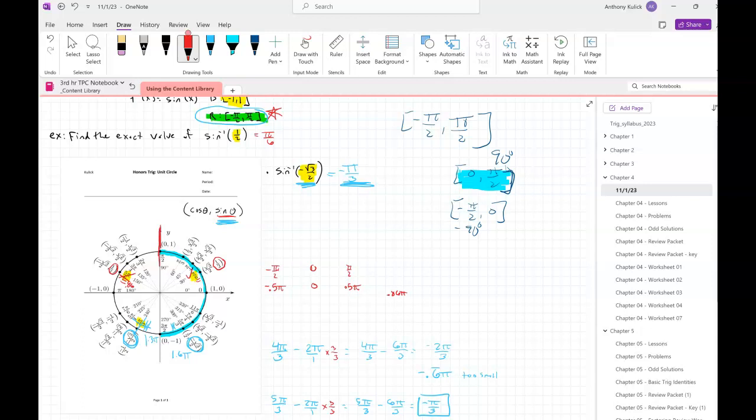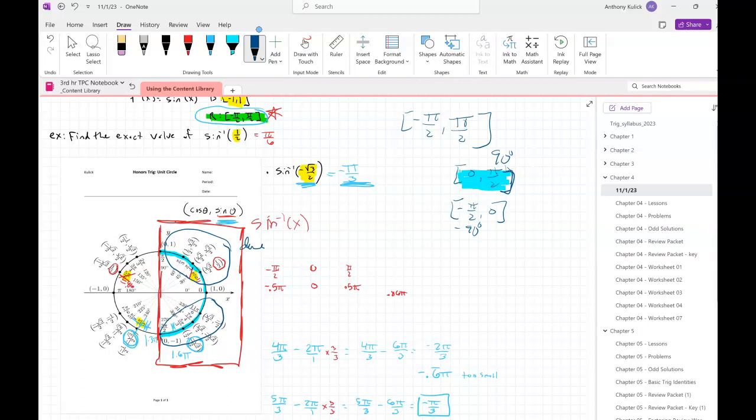So really, when we're looking at sine inverse, we only need to consider that half of the unit circle. Okay? If our angle is on the top half, so if we're up here, that's it. We're done. We just write down the answer. If we're on the bottom half, what do we have to do? Check it.